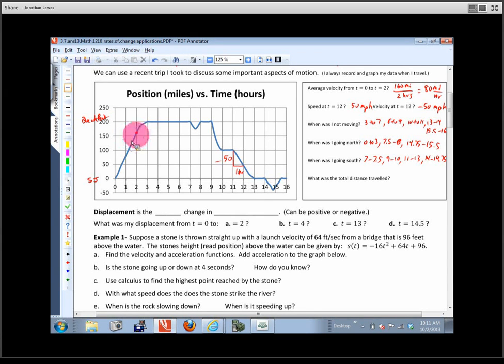Okay, look at how steep this part of the graph is, and then look how steep this part of the graph is. This represents me going, we figured out, about 80 miles per hour. What happened at about 2.5 hours? Okay, got off the freeway, or at the very least, I started to slow down, because this slope is a lot different than that slope right there. That velocity is much different than that velocity. They're both positive, so I'm still heading north, but I'm slowing down.